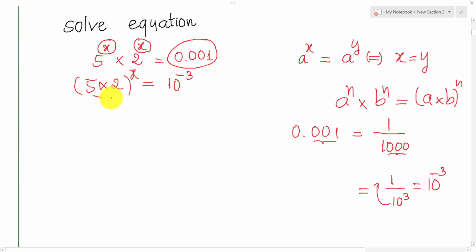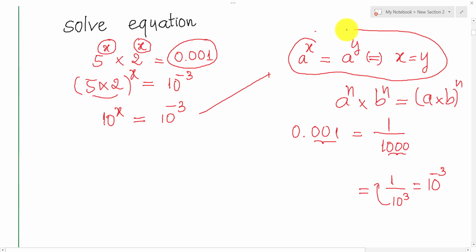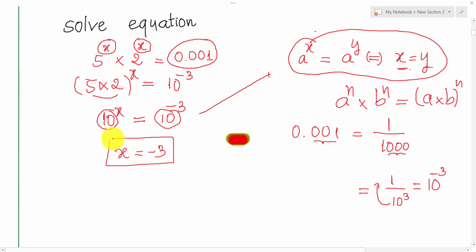So this 5 multiplied by 2, I can write as 10 to the power 8, equal to 10 to the power minus 3. So using the rule, a to the power x equal to a to the power y, we get x is equal to y. This has 10 to the power 8 and 10 to the power minus 3, with the same base 10. So I can write 8 is equal to minus 3, which is our solution.